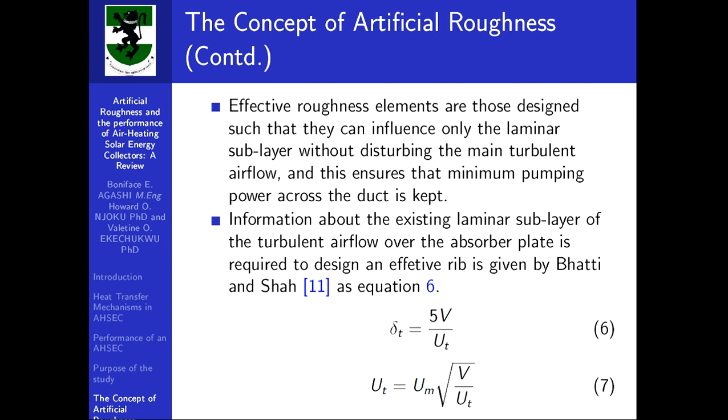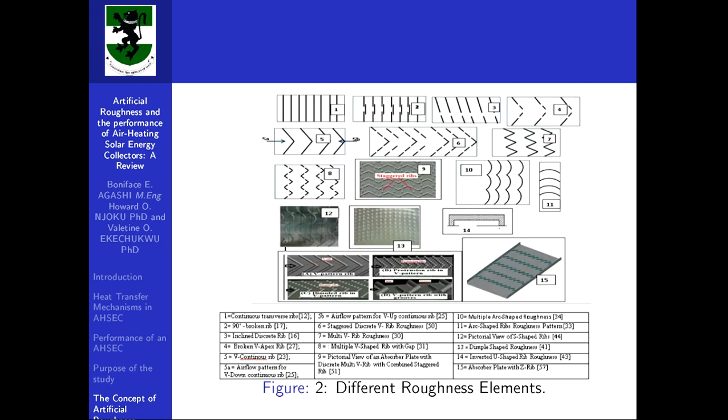In order to design effective roughness elements, information about the existing laminar sublayer of the turbulent airflow over the absorber plate is therefore required, and this information can be obtained using equations 6 and 7, which were first proposed by Barton and Shell. Figure 2 is a presentation of different roughness geometries. Here we have continuous transverse ribs, 90-degree broken ribs, inclined discrete ribs, broken V-shaped ribs, and so on.